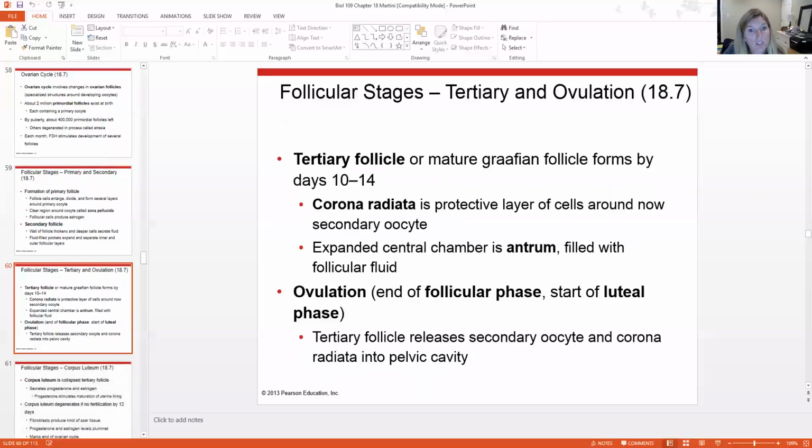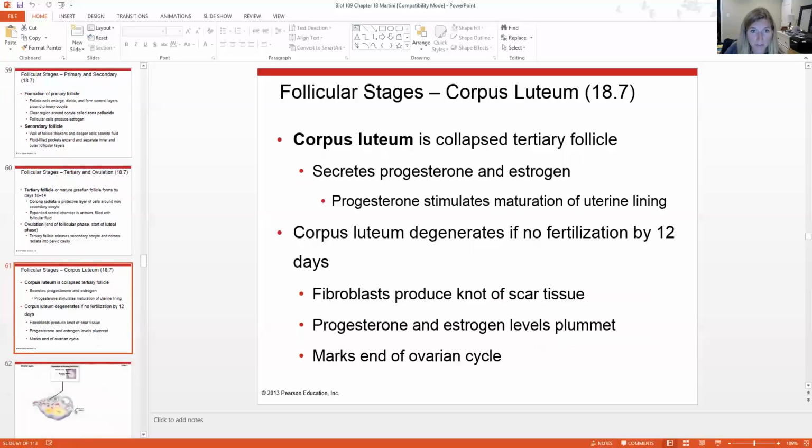And then ovulation is the end of the follicular stage and the start of the luteal phase. This is when that tertiary follicle is released, and the secondary oocyte and the corona radiata go into the pelvic cavity and into the uterine tube. Left over in the ovary is the corpus luteum. It's the collapsed tertiary follicle, kind of like the outer shell.